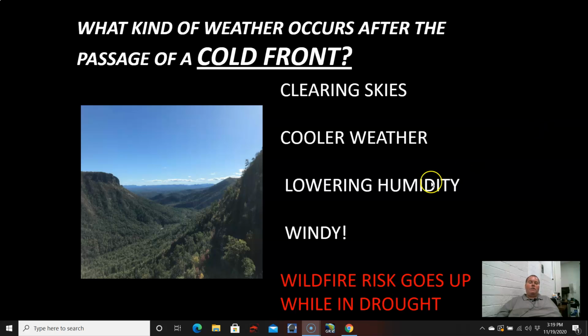Now, a lot of times here in western North Carolina, we deal with wildfires, and wildfire risk tends to go up while in drought and after cold fronts because you have the wind and the lower humidity.